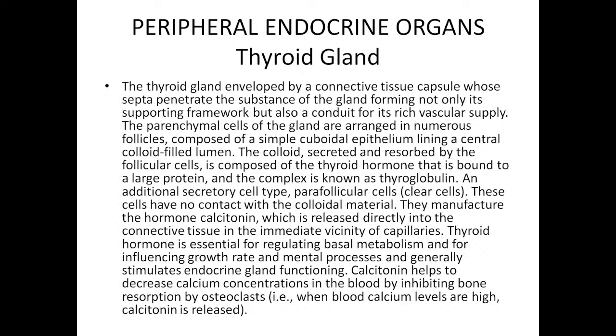They manufacture the hormone calcitonin, which is released directly into the connective tissue in the immediate vicinity of capillaries. Thyroid hormone is essential for regulating basal metabolism and for influencing growth rate and mental processes, and generally stimulates endocrine gland functioning. Calcitonin helps to decrease calcium concentration in the blood by inhibiting bone resorption by osteoclasts. When blood calcium levels are high, calcitonin is released.